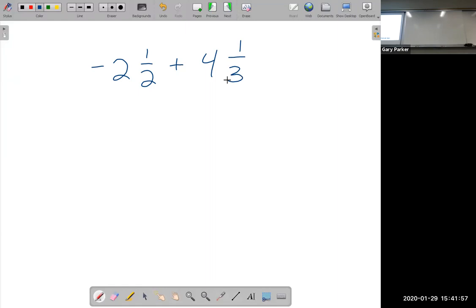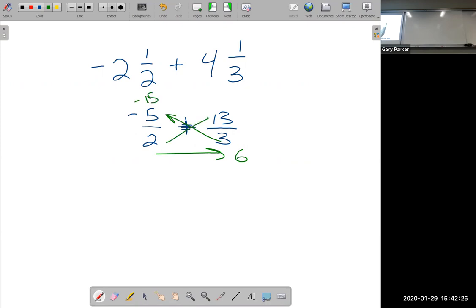Okay, so first thing I would do is make them improper. Is that okay? Yeah, so I would say 2 times 2 is 4 plus 1 is 5/2, but it's negative. And then this one over here, 4 times 3 is 12 plus 1 is 13/3. Oops, this was plus, sorry. And then what I would do here is just use my arrow method. So I would just say 2 times 3 is 6. 3 times -5 is -15. 2 times 13 is 26. They're being added. So -15 plus 26 is 11. So the answer should be 11/6.